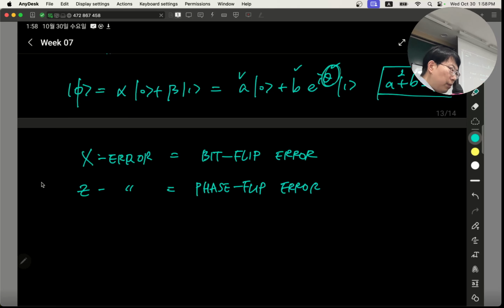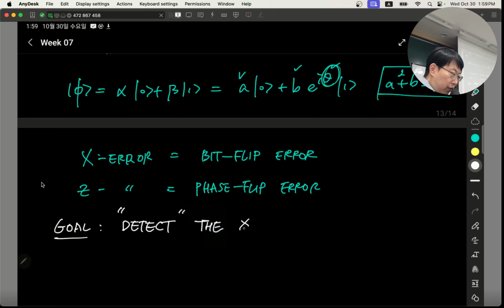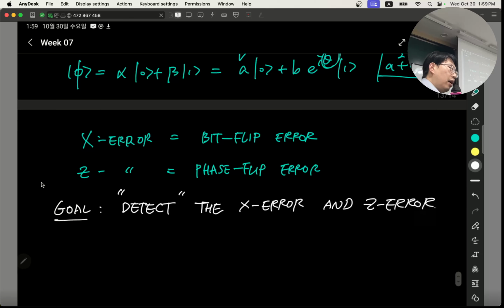So what's the purpose of error correction? What's the goal? The goal is to detect the X error and Z error. Now, why do I say detect, not correct? Because we can only detect, not correct, the quantum errors.